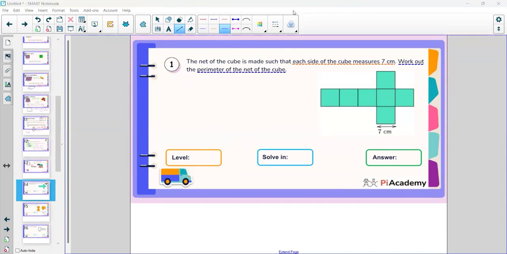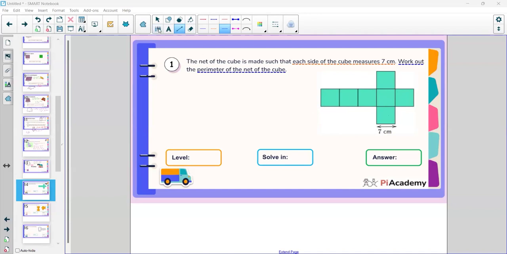Anybody? Yes, Nagul, what is the net of a shape? The net of a shape is basically a shape that folds to make another 3D shape. Very good. The net is sort of a 2D shape. But when you try to fold this 2D shape, you would get a 3D shape after folding it up. If you fold this shape along the edges of the squares, you would end up getting a cube. That's why this shape is called the net of a cube.